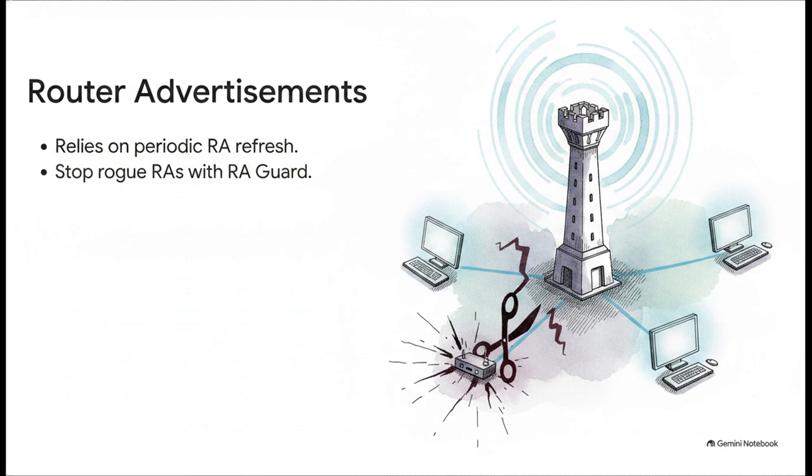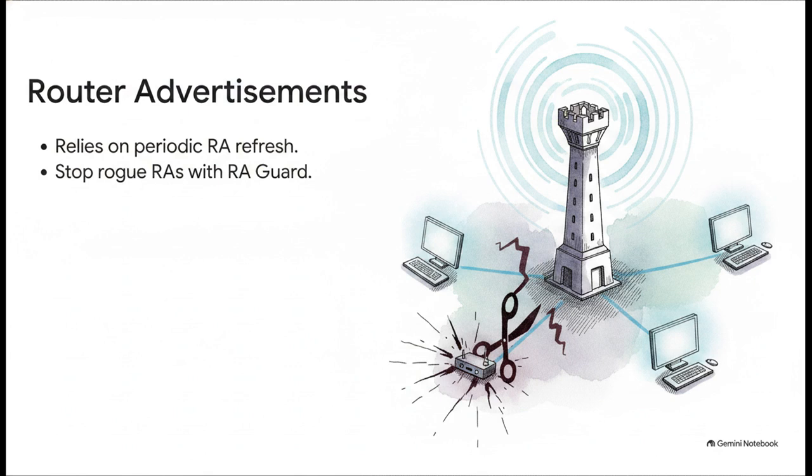And how do we find our default gateway now? Well, not from DHCP anymore. You get it from router advertisements, or RAs. Hosts just silently listen for periodic RA refreshes to keep their default route alive. If those get blocked, the host drops the route.